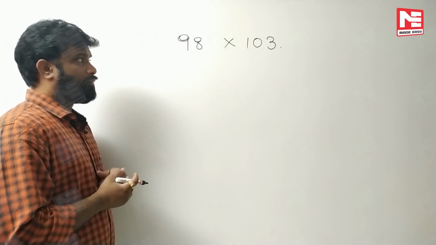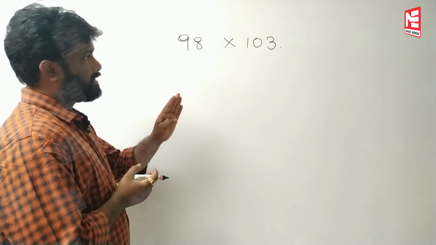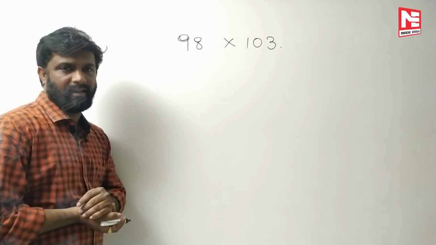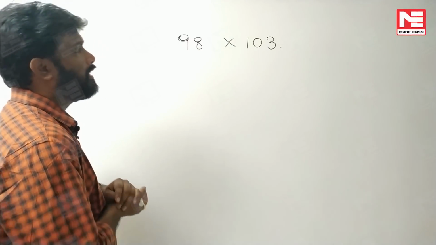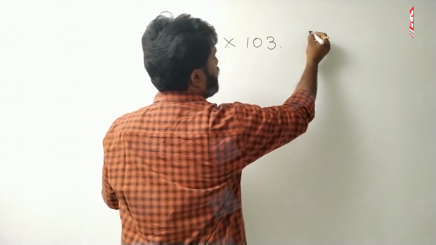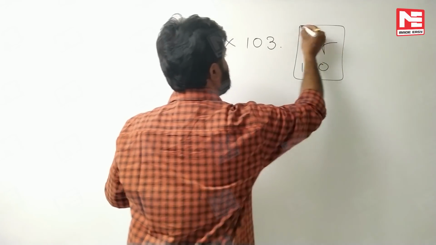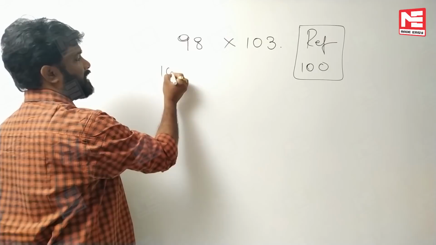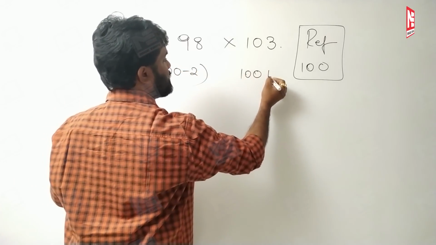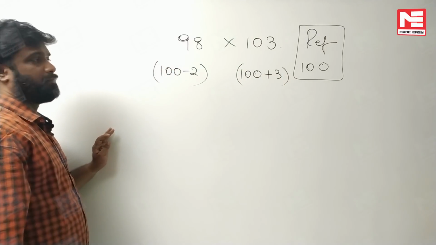Friends, now we are going for the crucial multiplication. One number is in the lower neighborhood and another number is in the higher neighborhood. I am taking the neighborhood of 100. You can take 1000 also, no problem. 98 and 103. Friends, you know the reference number here is 100. So immediately I will assume this as 100 minus 2. And this one I will assume as 100 plus 3.